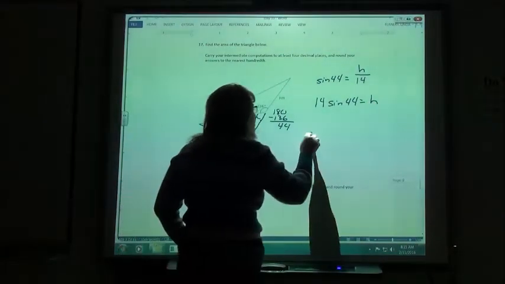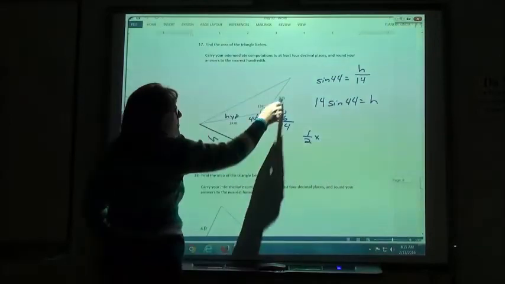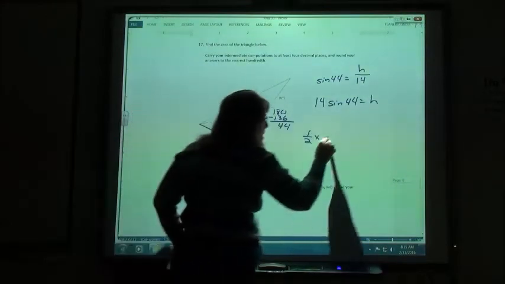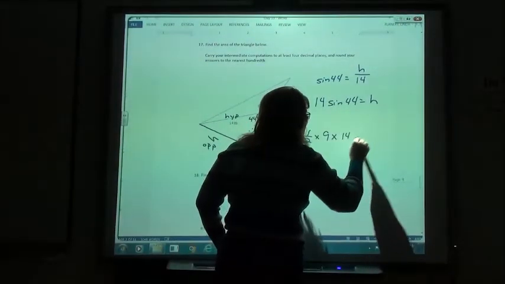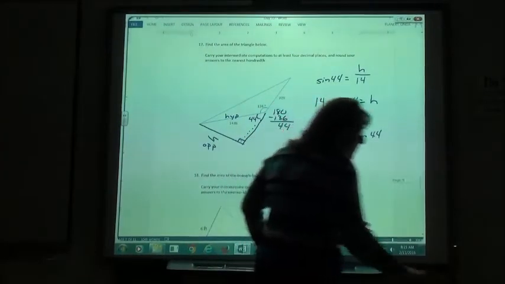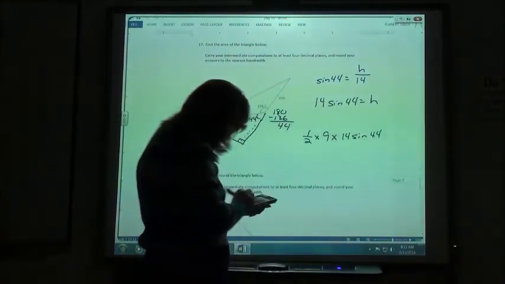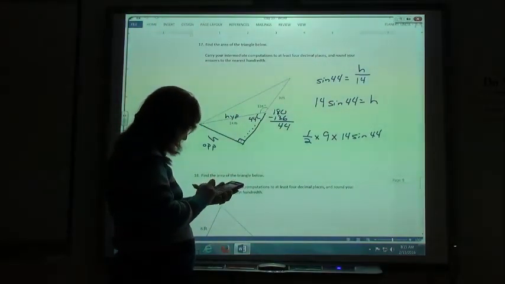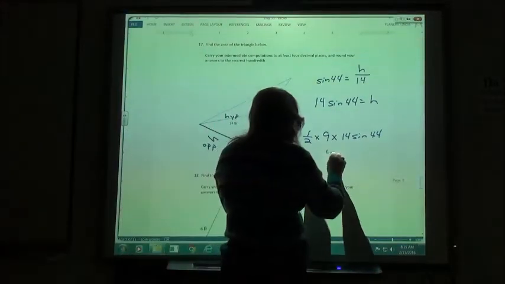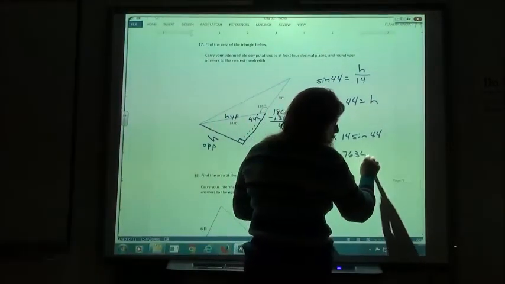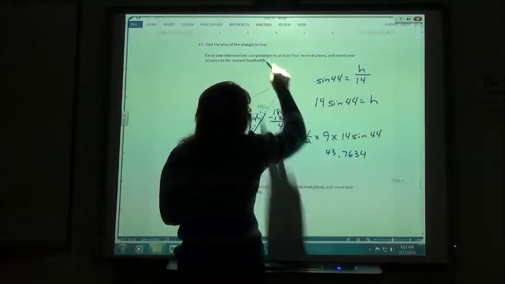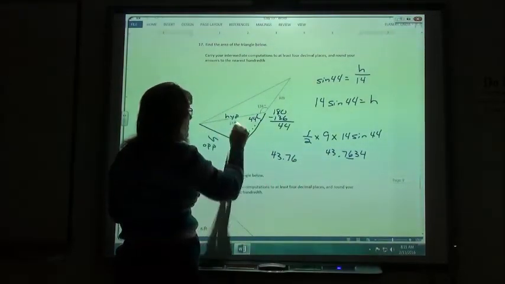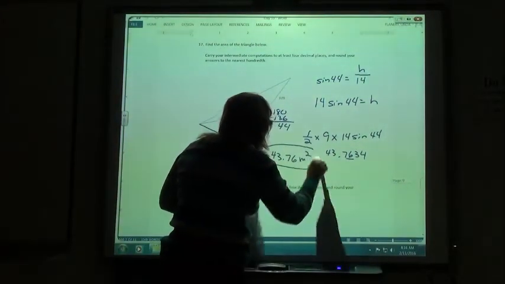So formula for area, 1/2 times my base. My base is actually this 9. That's the side I would have drawn my right angle down to, so that's my base. Times my height, 14 sine of 44. And so using my calculator here, 0.5 times 9 times 14 sine of 44 gives me 43.7634. I want to round my answer off to the nearest hundredth, so 43.76. I am in meters again, so meters squared since I'm doing area.